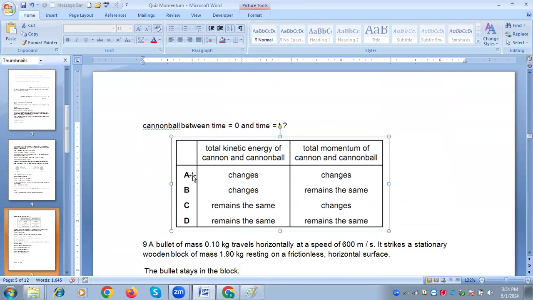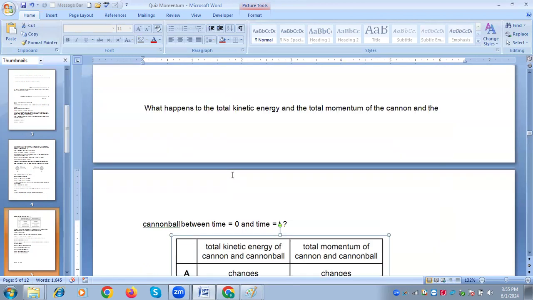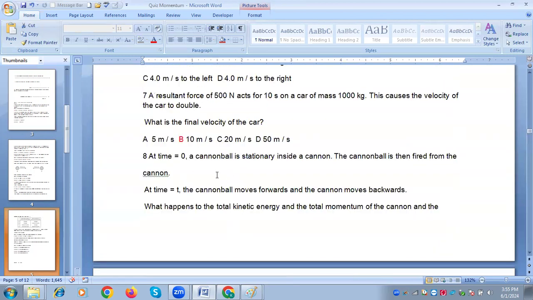So what is the right answer? A says the kinetic energy changes, and the total momentum of cannonball and cannon changes. B says kinetic energy changes and momentum remains the same. C says kinetic energy remains the same and momentum changes. D says remains the same, remains the same. So what do you guess? In the beginning, what was happening? The cannonball was stationary. Cannon was also stationary. So initial momentum was 0. So their kinetic energy was also 0.